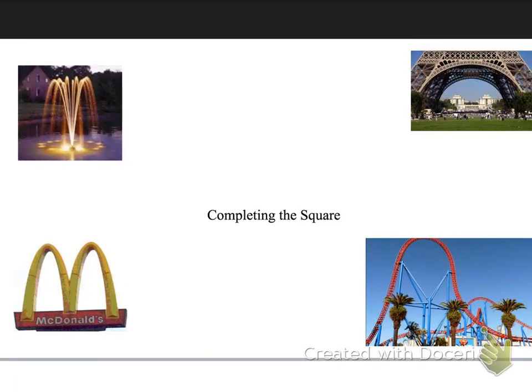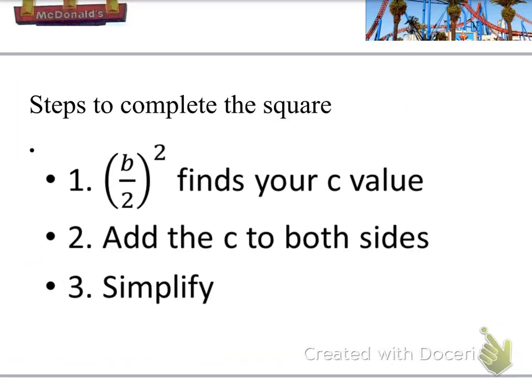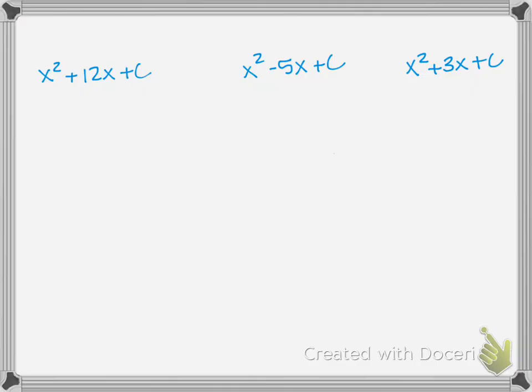Okay, in this video we are going to be working with completing the square, just the basics. Okay, so steps to completing the square. B divided by 2 squared will find you your new c value. You're going to add c to both sides, and then you are going to simplify. Okay, so just practicing finding the c.